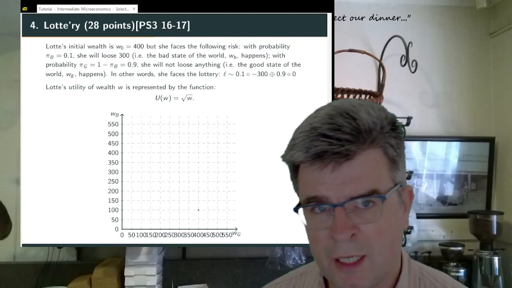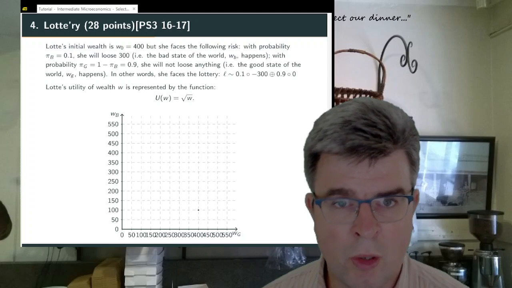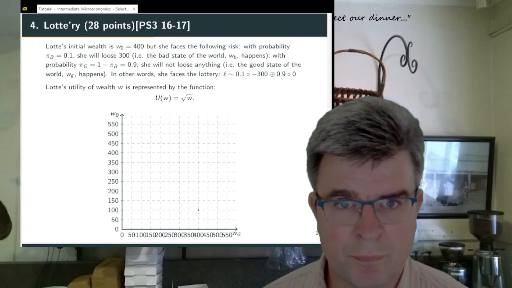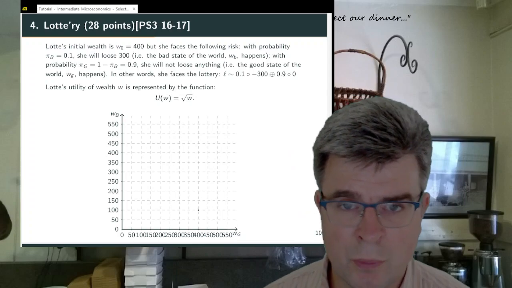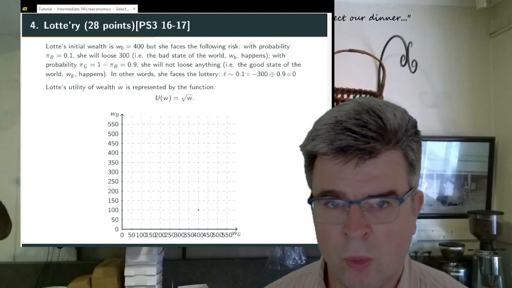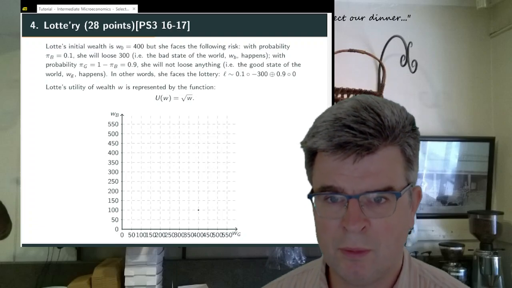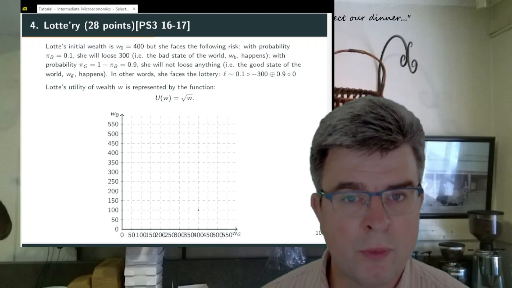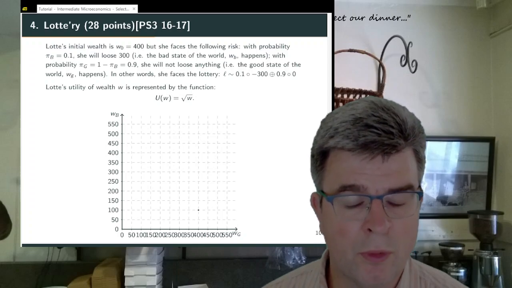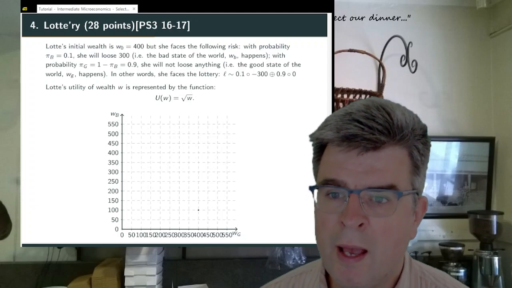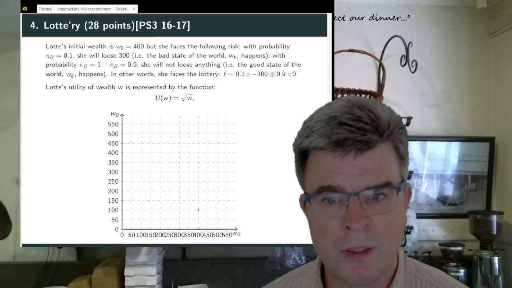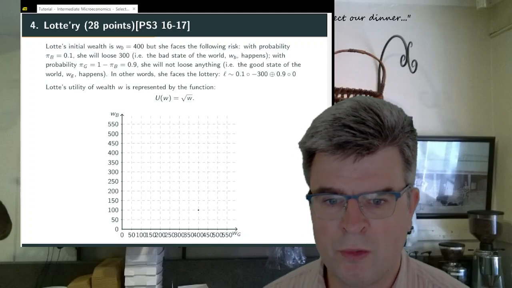So think of this as the probability of losing your phone, for example, or that the screen of your phone breaks, or all kinds of bad things that may happen to someone. So she faces the lottery curly L: 0.1 equal to minus 300, 0.9 equal to 0, and she has a utility of wealth function which is quite simple. It's just the square root of her wealth.